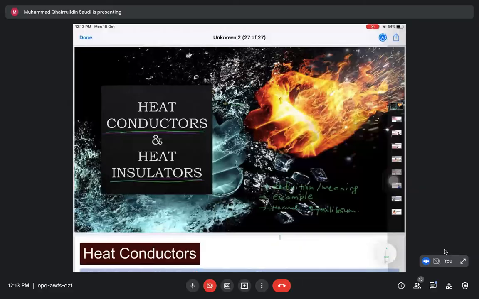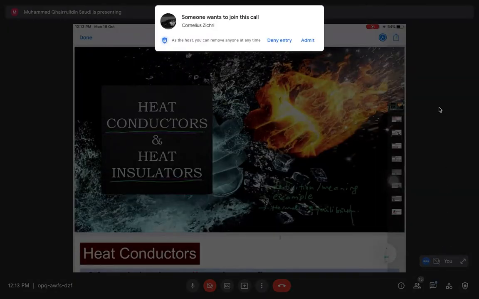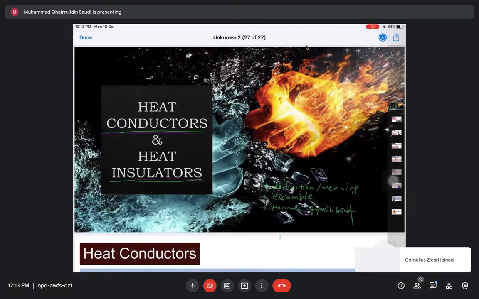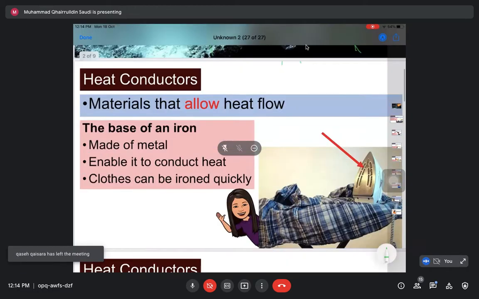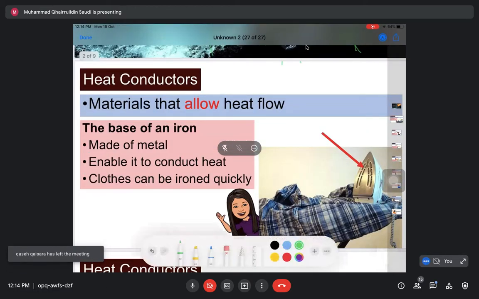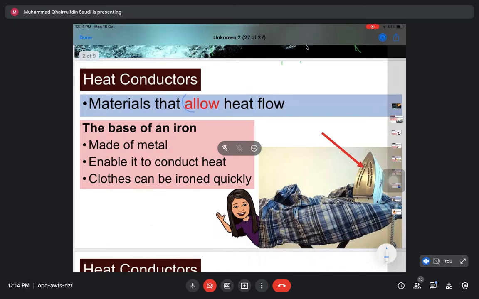So first, let's take a look at heat conductors. The meaning of heat conductors is materials that allow heat to flow. Okay, they allow heat to flow through them.